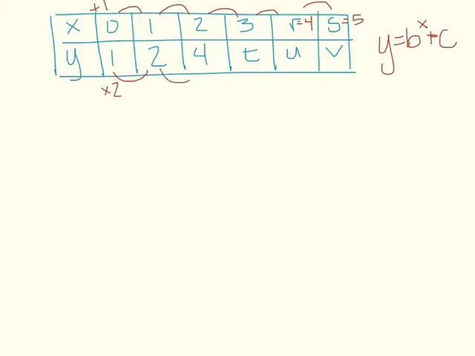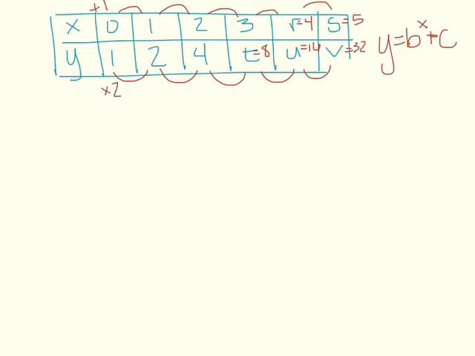And if I did that again, 2 times 2 is 4, so that works. 4 times 2 is 8. 8 times 2 is 16. 16 times 2 is 32. Okay, so we've finished out our table. Now we need to write our function rule.